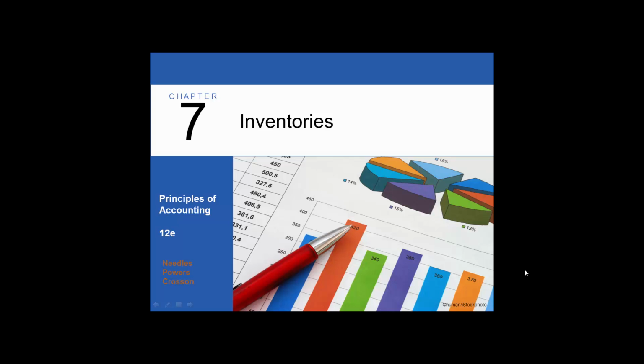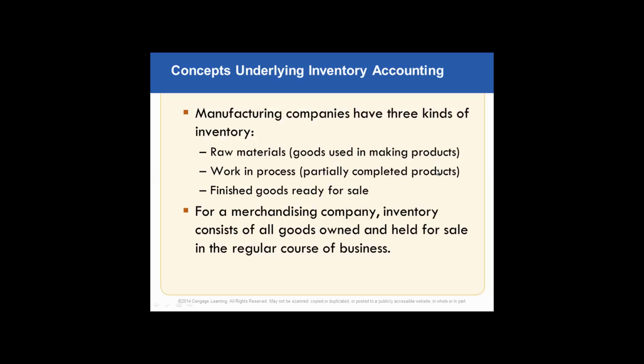So we're going to take a look at Chapter 7, Inventories. The concepts underlying inventory accounting. Manufacturing companies have three different types of inventories. Those types are raw materials, which, let's think of pants and such. If you're making a set of jeans, you have the fabric, the thread, the buttons, the zipper, all by themselves. Those are raw materials.